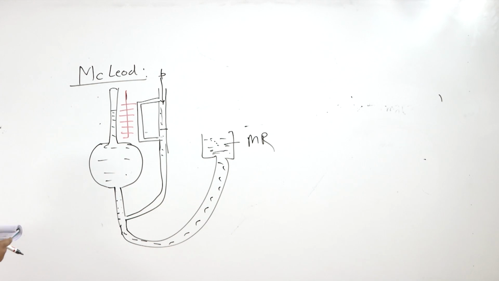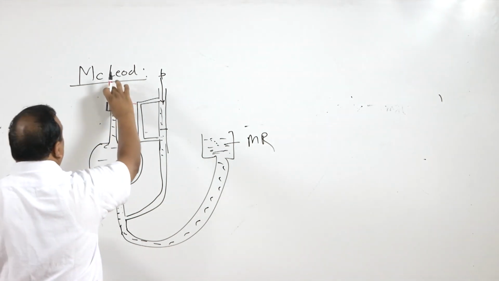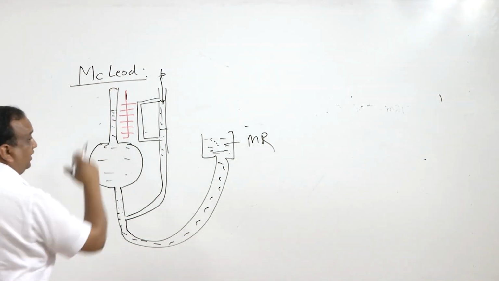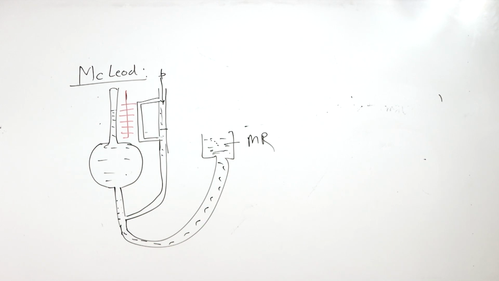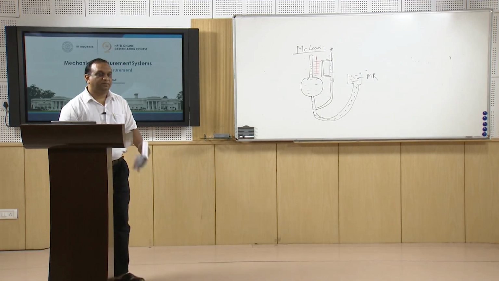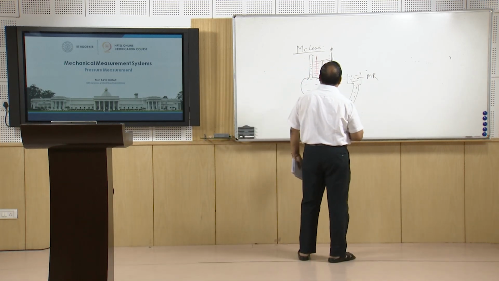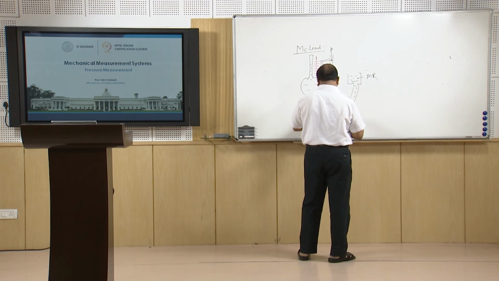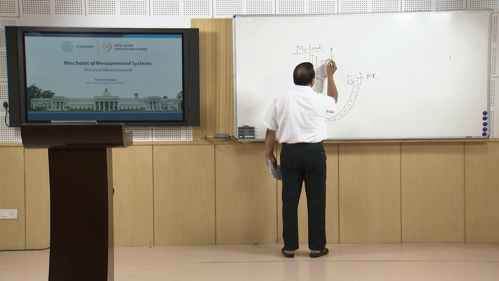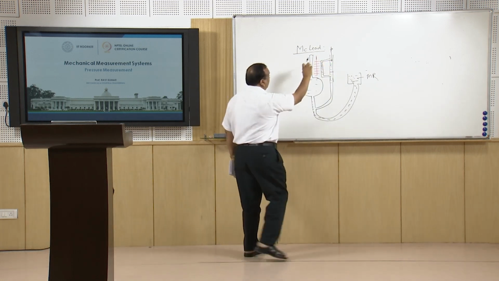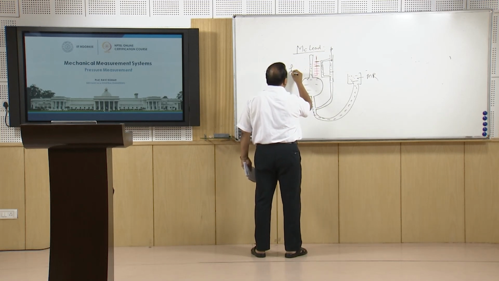When it is compressed, it is confined to this space. This volume is measured because we have a scale here, so it can be easily measured. The cross-section area and the volumes are known to us, and we have pressure here also. The fluid is filled in this arm also, and due to pressure here, there is a differential in pressure which is denoted by H.